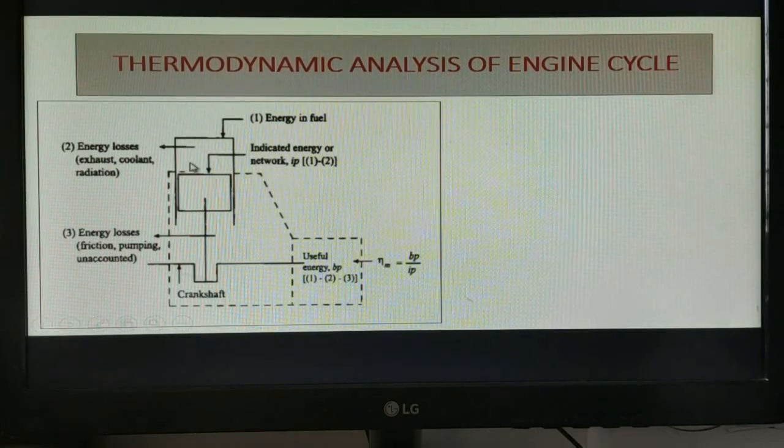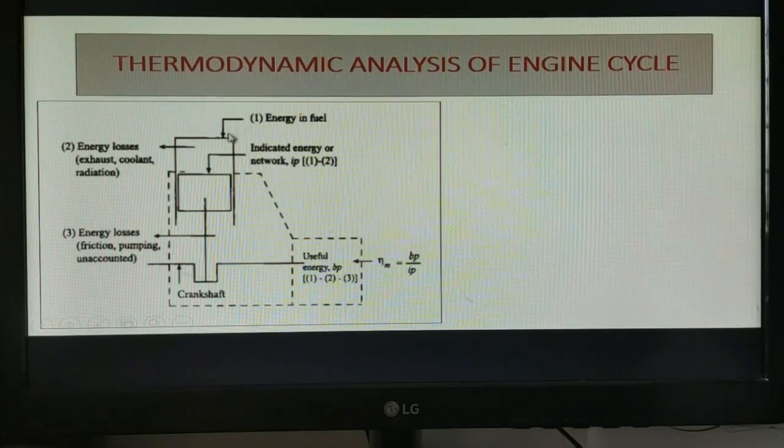In this engine, this part above the piston, all of you know, is the combustion chamber. In the combustion chamber, we are burning the fuel. Here we are burning the fuel. So whatever energy we are getting after burning the fuel, we can consider that this is the energy we get after burning the fuel in the combustion chamber.